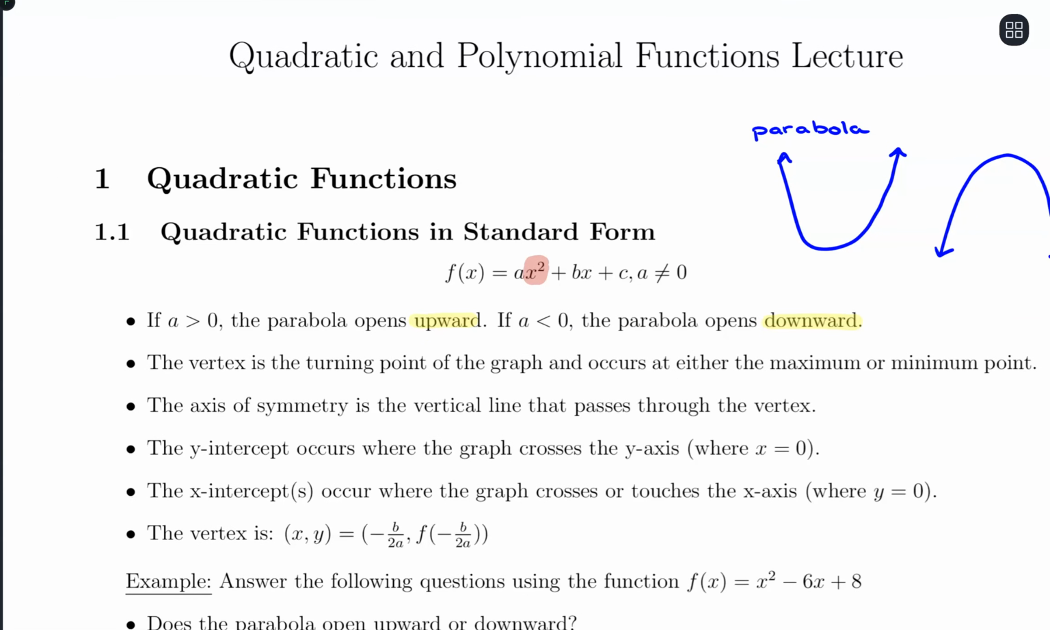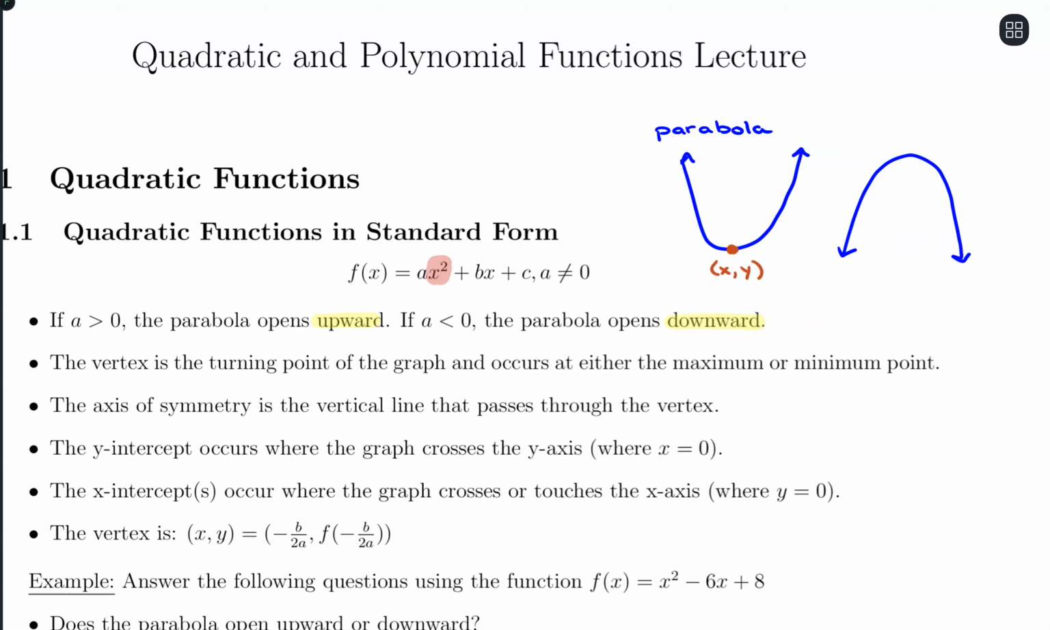The vertex is the turning point. So like with the parabola opening upward, there's this kind of minimum point coming through, and that would be a vertex (x, y). For the parabola opening downward, it comes through as a maximum value, but that would be some vertex (x, y). So it's a turning point, and then depending on whether our parabola is opening upward or downward, it comes through as a minimum or a maximum.